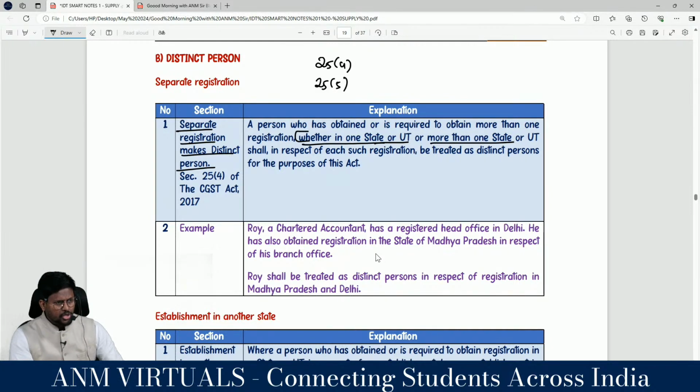Yes sir. If I am taking two registrations in the same state, then in respect of each such registration we treat them as distinct persons for the purpose of this Act.